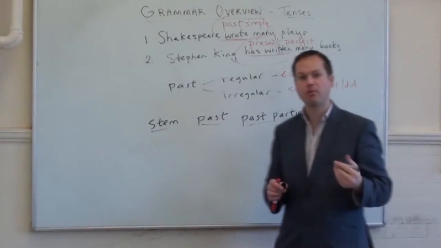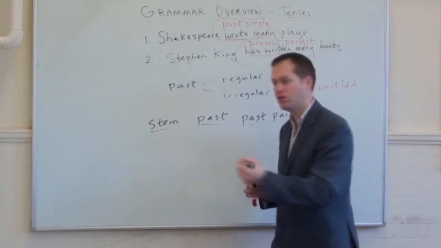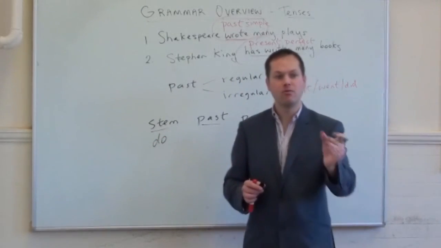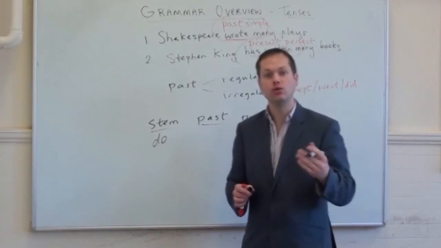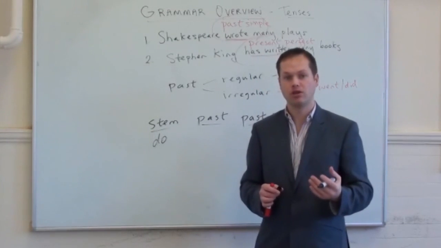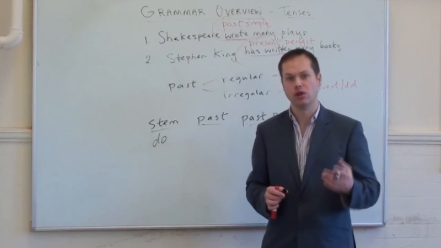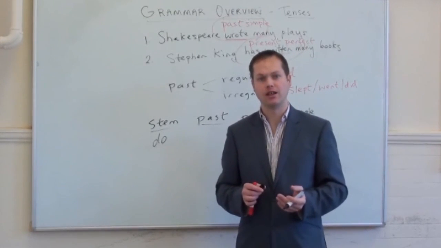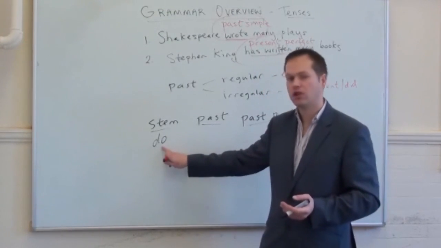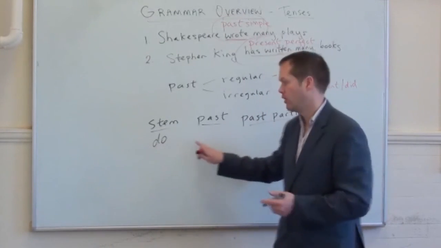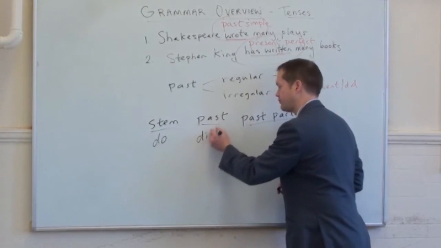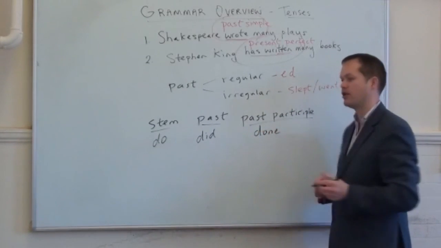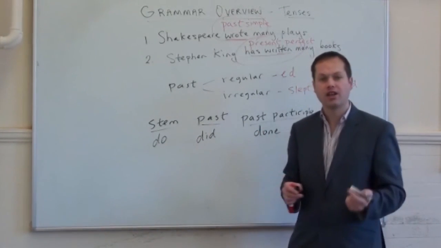So to give you an example, let's take do, the verb do. By the way, if you put the word to in front of it, to do, then it becomes the infinitive, to do, to go, to look, to speak. These are what we call the infinitive. But this is the stem, the basic verb. Then we have did, and the past participle is done. Do, did, done.